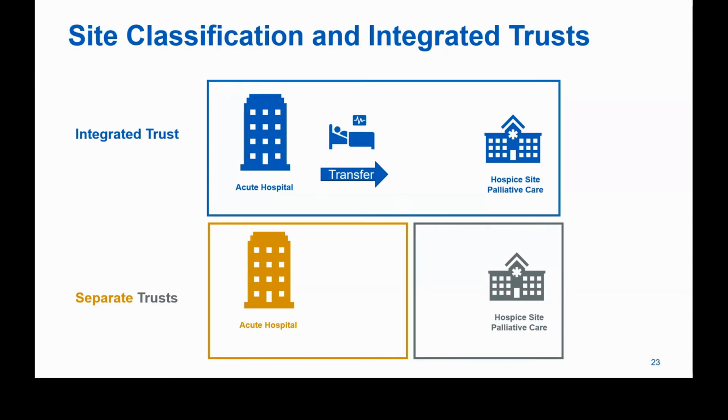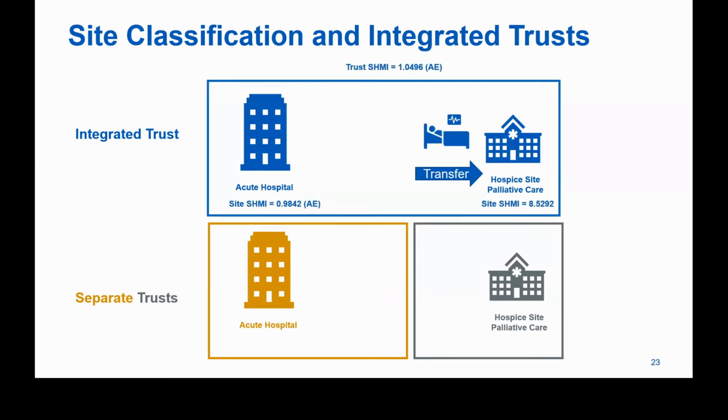So in the case of a patient being transferred from the acute hospital to the hospice site within the same trust, it would all contribute. The patient doesn't fall out of that trust's SHMI because it's all happening within the same trust. That patient is still included when they get transferred, so it all contributes to the trust SHMI. And obviously, if they were discharged from the hospice site, it would then be 30 days from discharge.